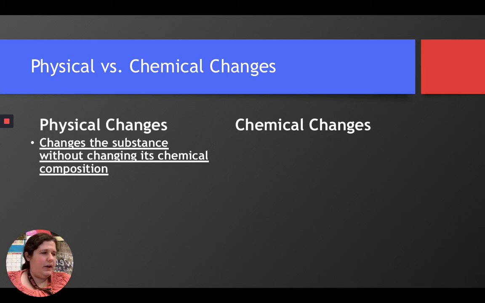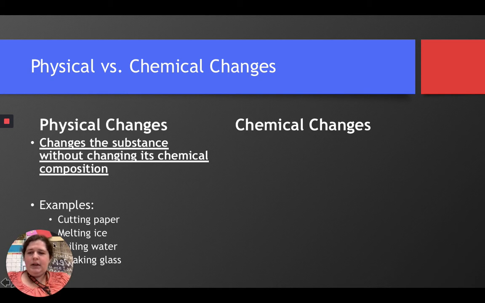If I have a piece of paper and I tear it up, that is another physical change. It is still paper, but it is now two separate pieces of paper. So things like cutting paper, melting ice, boiling water, breaking glass, it's all the same stuff. It's just you're changing the shape, maybe what it looks like, something like that. Maybe you're changing the volume of it.